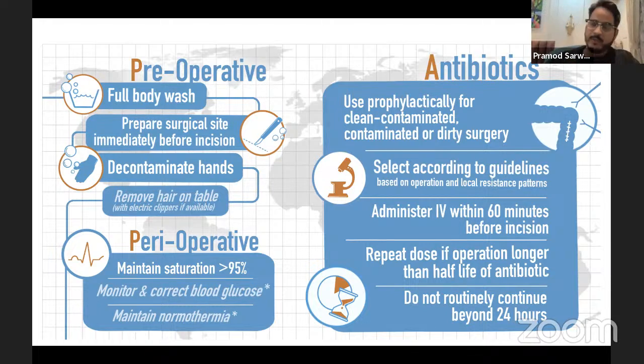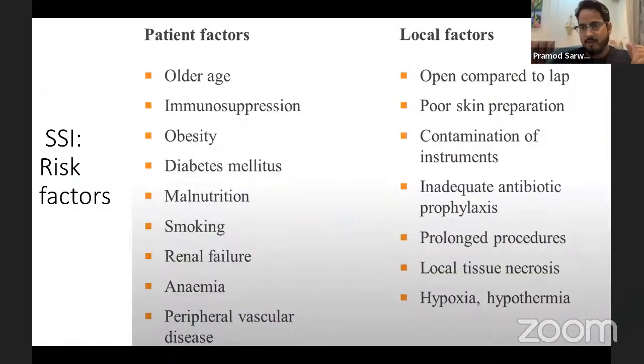So, despite all these precautions, certain surgical patients catch infection, and the reason is multifactorial. There are patient factors and some local factors like open surgery compared to laparoscopic, poor skin prep, contamination, inadequate antibiotic prophylaxis, prolonged surgery, and tissue necrosis. But there are certain patient factors we can work upon, and we can reduce the SSI risk in those patients. Suppose an obese patient is coming for elective incisional hernia surgery. If that hernia has been there for years, they can wait 2 or 3 months more and reduce some weight. Old age, as usual, is non-modifiable.